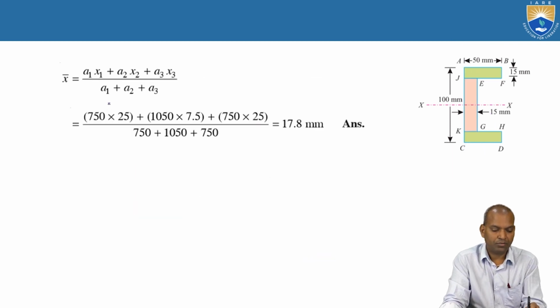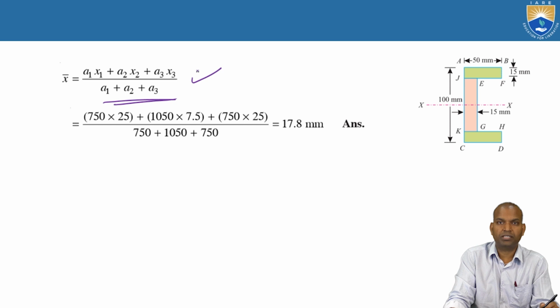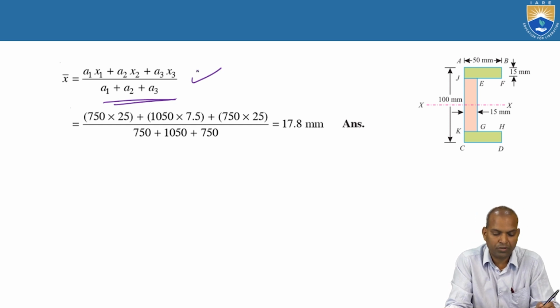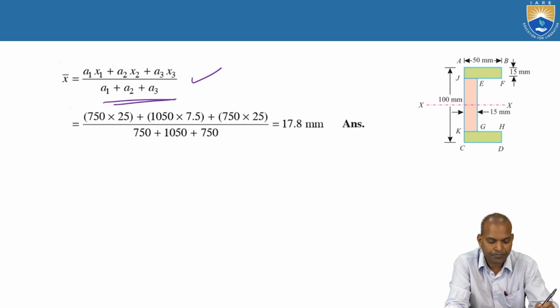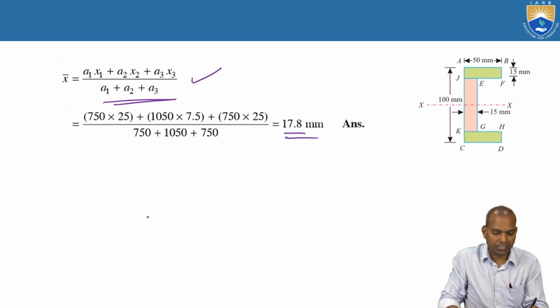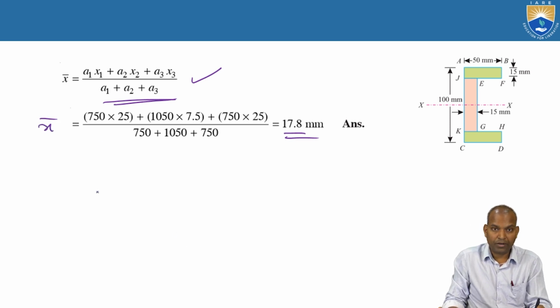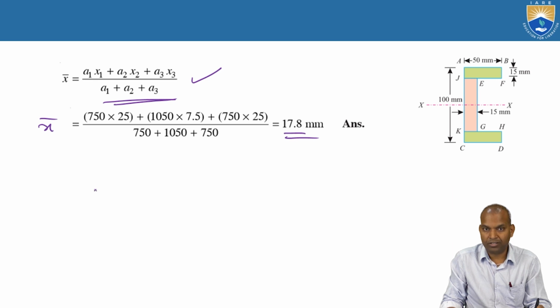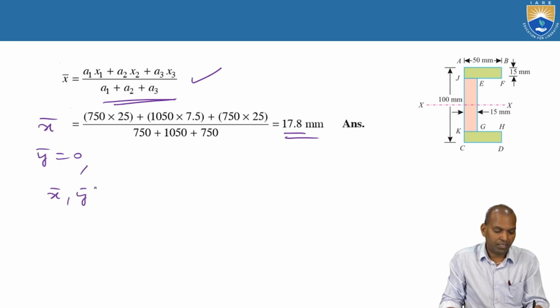After knowing these values, substitute in the derived expression, bar x equals A1 x1 plus A2 x2 plus A3 x3 by the sum of all the sections A1, A2, A3. Now if you substitute, you will get 17.8 millimeters, that is bar x. What about bar y? It is symmetrical about the horizontal axis, so bar y equals 0. What is the centroid of this channel section? It is 17.8, 0.